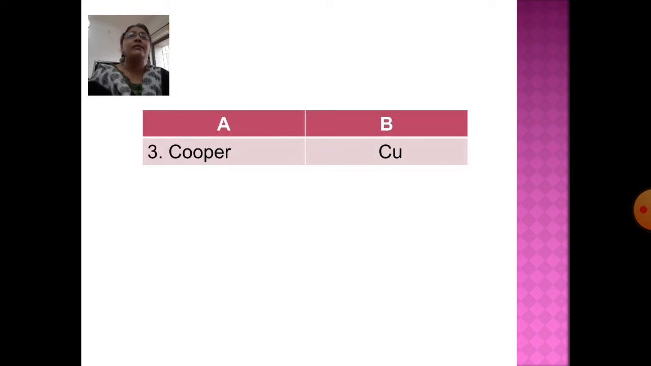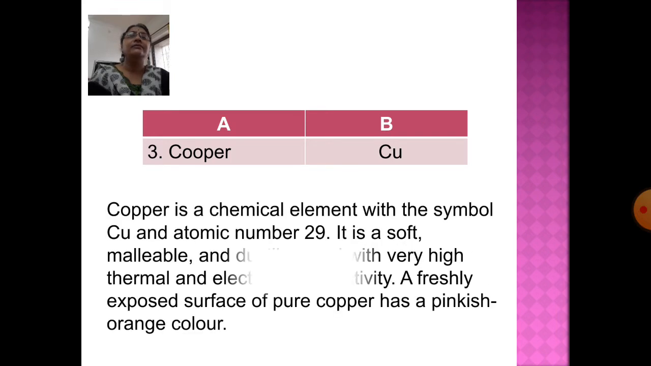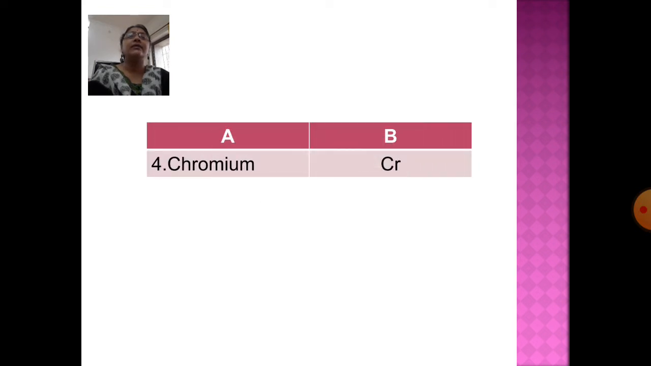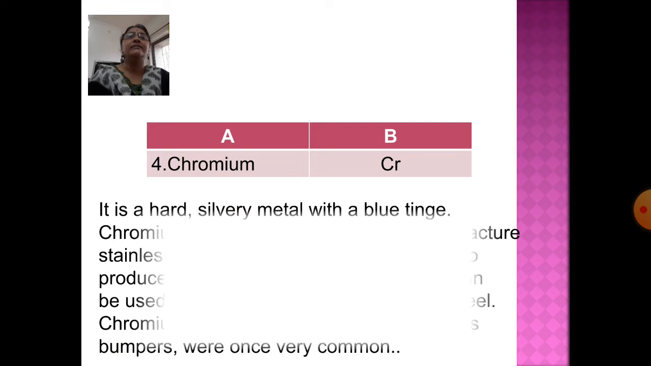Next element, copper, symbol Cu. Copper is a chemical element with the symbol Cu and atomic number 29. It is a soft, malleable and ductile metal with very high thermal and electrical conductivity. A freshly exposed surface of pure copper has a pinkish orange color. Next element, chromium, symbol Cr.